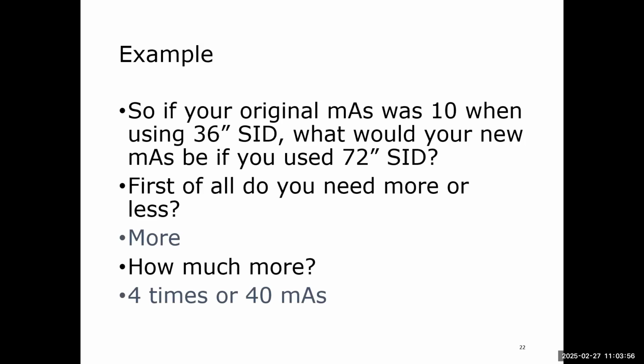mass. And then the opposite would hold true. If I had started out at 40 mass and was going from 72 to 36, then I would need a fourth of the mass. So I would need 10. Okay.